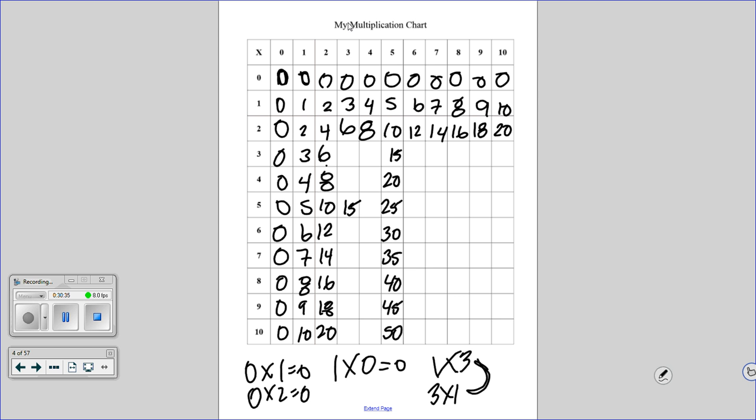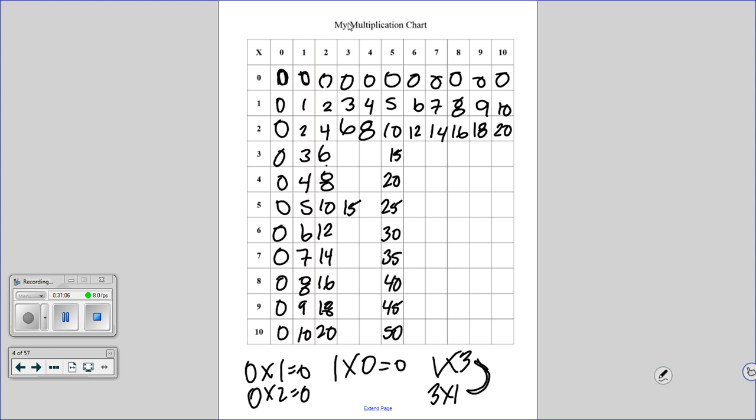4 times 5. Could you count by 4s? Sure. It's probably easier to count by 5s though. 4 times 5, Piper? Nope. 4 times 5 will never be 18 because I know my 5s have to end in a 0 or a 5. Piper? 21. Has to end in a 0 or a 5. So I know 4 times 5 can never be 21 or 18.